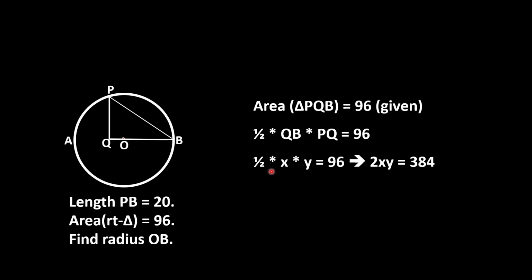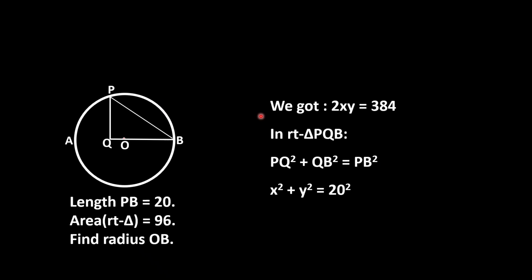Multiply by 4: half XY into 4, that is 2XY, will be equal to 96 into 4, that is 384. So half XY equal to 96, XY equal to 192 and 2XY equal to 384. So we got 2XY equal to 384.